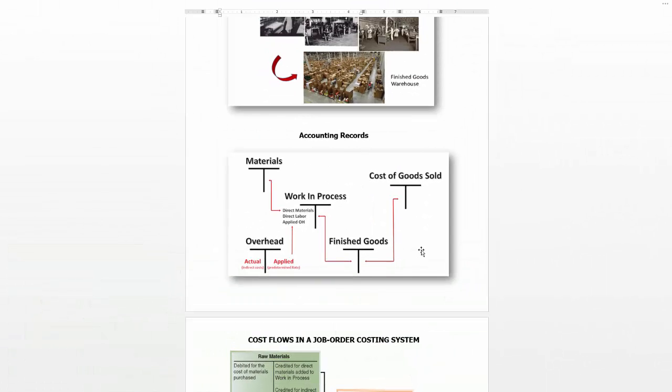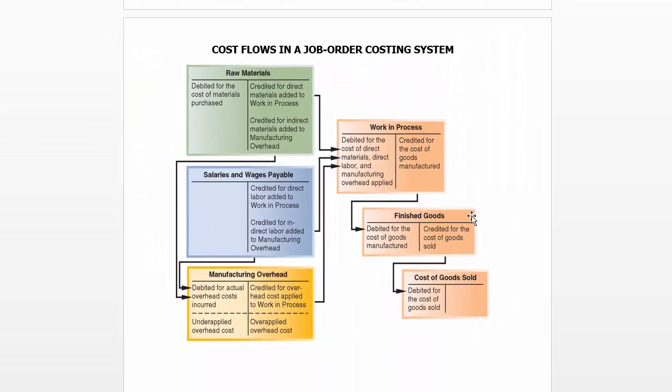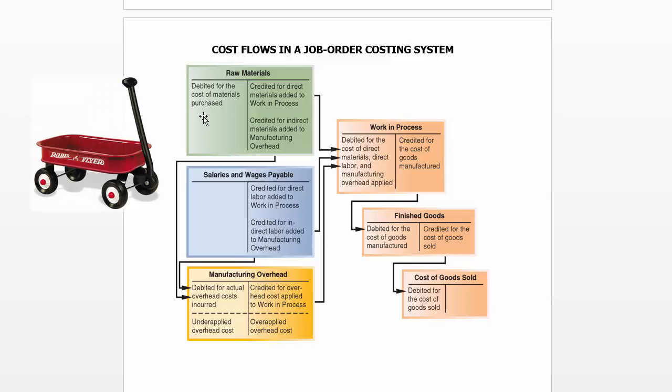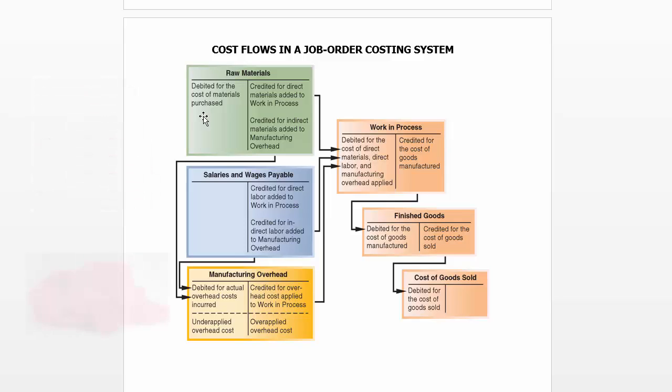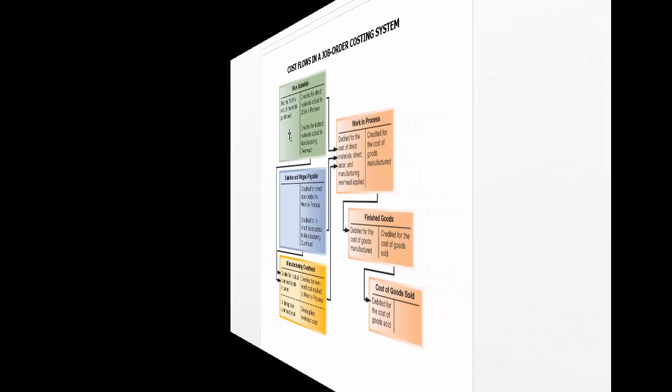So if we look at this in a little more detail, and this is from the Garrison textbook, what we're going to do is debit raw materials anytime we purchase materials from purveyors. So this is everything from, again, our little red wagon, the metal, the pipe, the pre-made wheels, all of those kind of items, plus rags to clean up, cleaning materials, grease for the machines, anything that we need in the manufacturing environment. This is different than supplies.